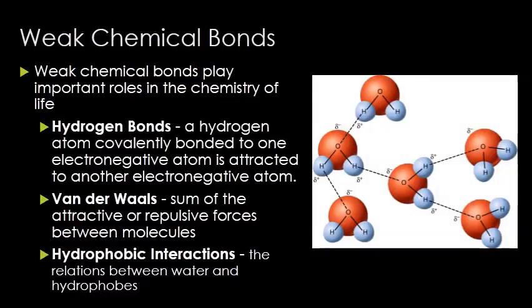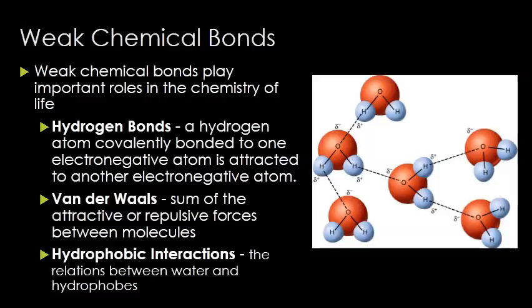Outside of the regular bonding of ionic and covalent, there are some weak chemical bonds, or at least chemical associations, that are important to the chemistry of life. Hydrogen bonds, like I mentioned a moment ago, are very important. Hydrogen bonds provide many of the crucial life-sustaining properties of water, and stabilize the structures of proteins and DNA, which are the building blocks of cells.